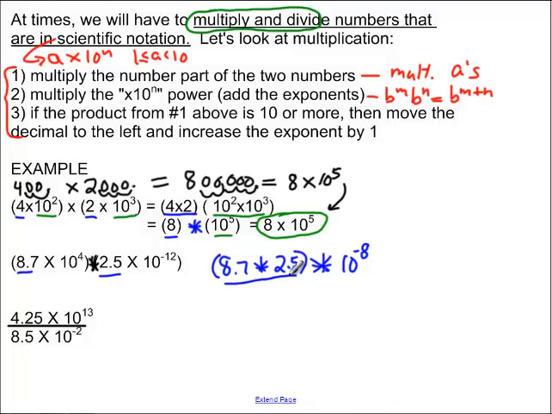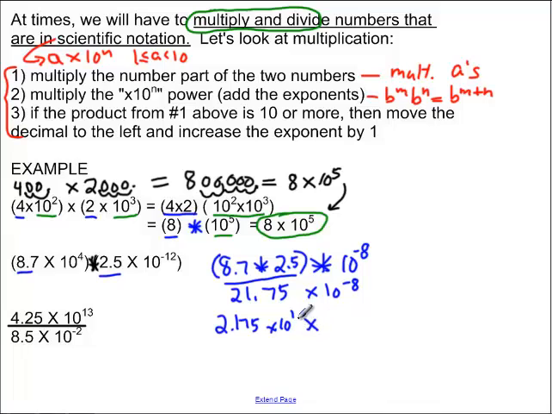So 8.7 times 2.5 gives me 21.75 times 10 to the negative 8th power. And if we stop there, we're not quite done, because remember, our a part has to be between 1 and 10. Could be equal to 1, but can't be equal to 10. And this number here is certainly greater than 10. So we have to think about this. Well, it's 21.75. Wait a second, that's not an a number. So I have to rewrite that as 2.175 times 10 to the 1st power, or 2.175 times 10 would give me 21.75.